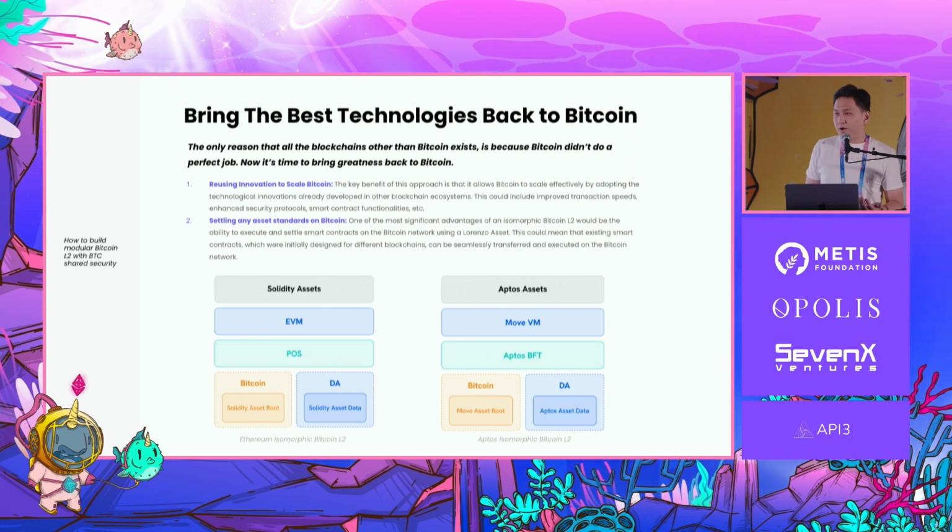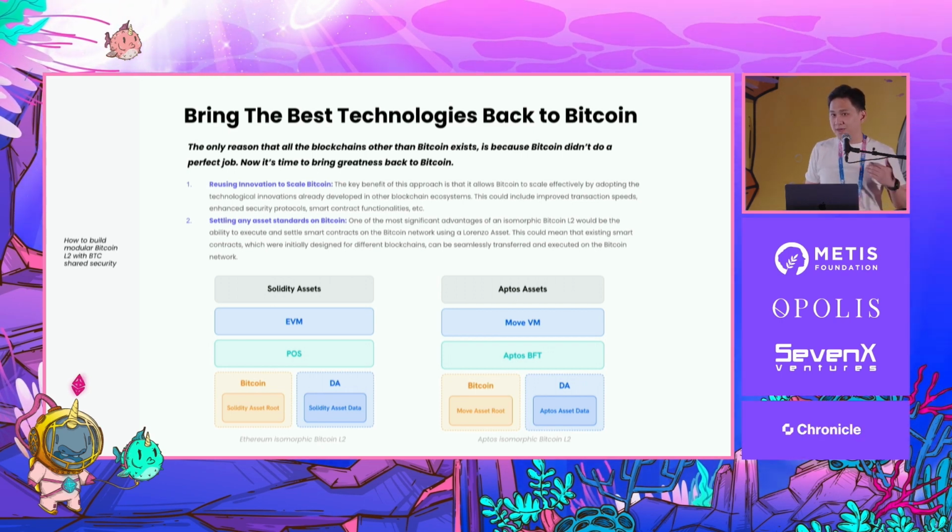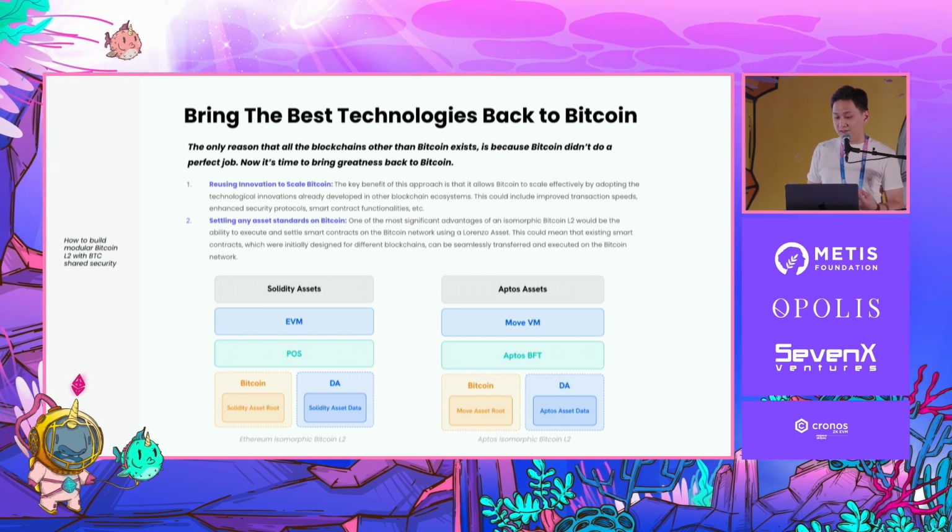So, for example, if we want to build an EVM-based morphic blockchain on top of Bitcoin, we can basically use Bitcoin as a DA, and we have another DA to store all the EVM-related data on top of it, and we have POS on top of it, and we have the EVM execution environment on top of it, so that we can build a blockchain architecture the same as Ethereum.